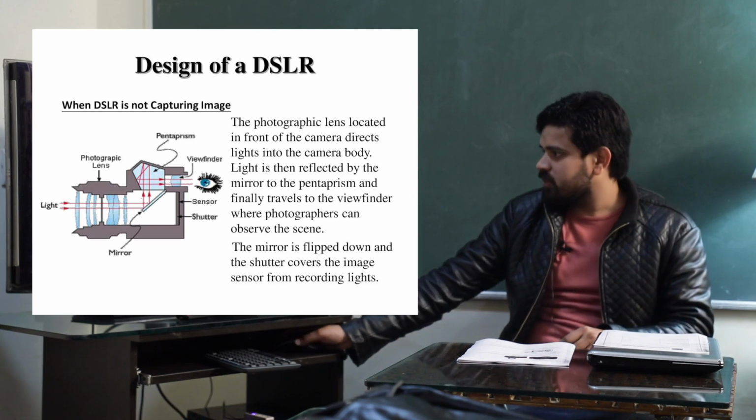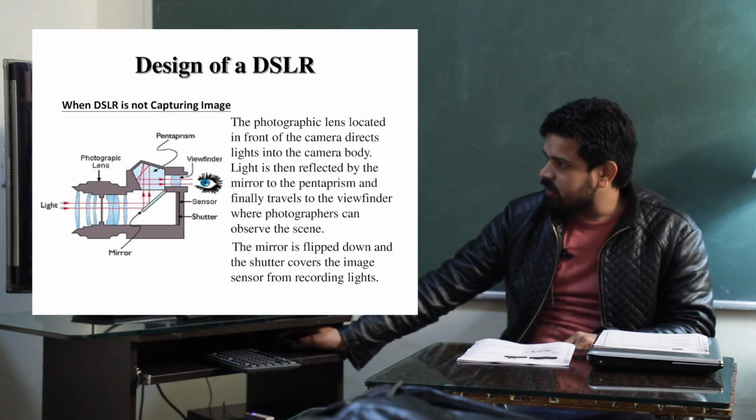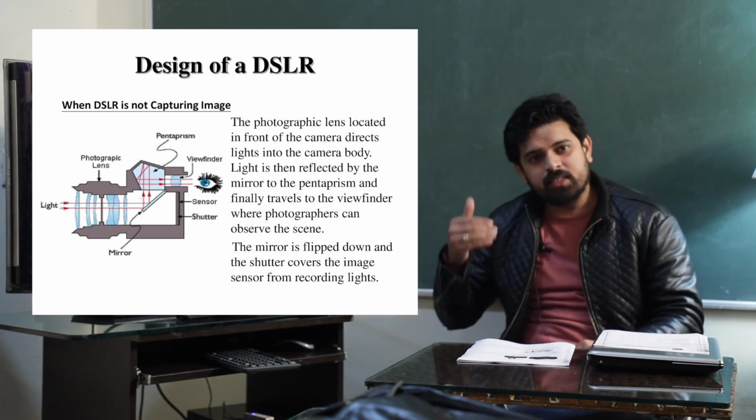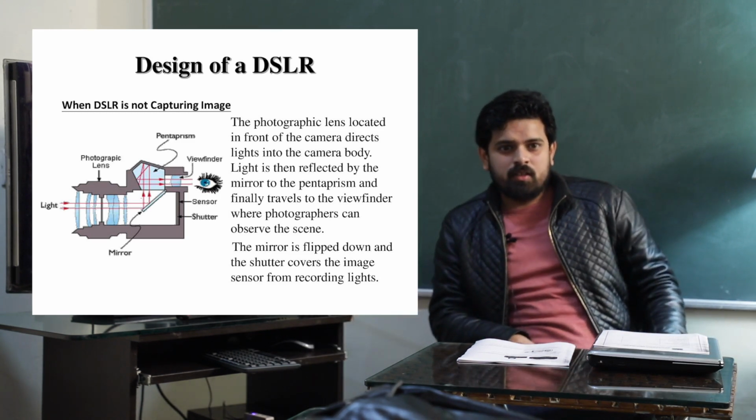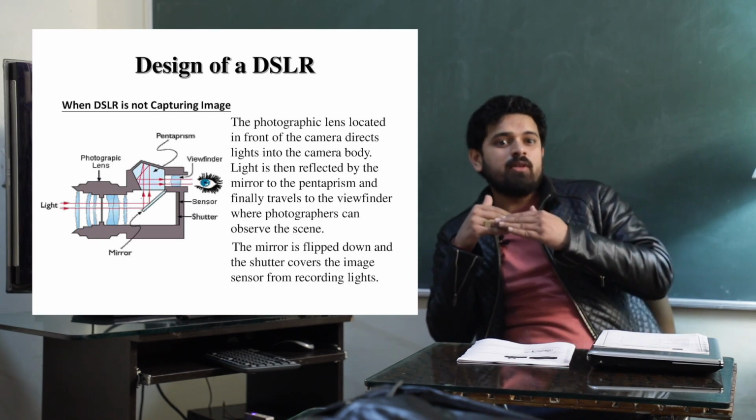In this kind of camera, the light is passing toward the sensor. This one is the mirror. Is the mirror straight? It's slightly angled, at 45 degrees. It's not straight.